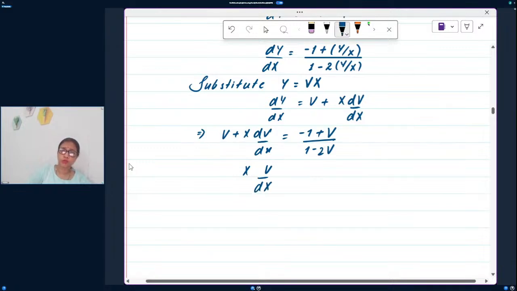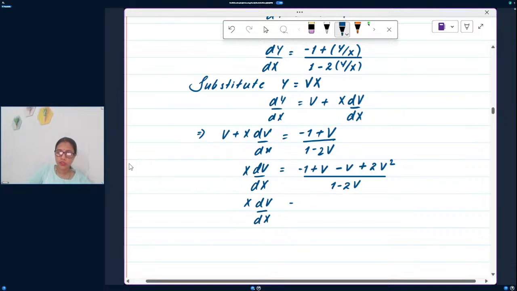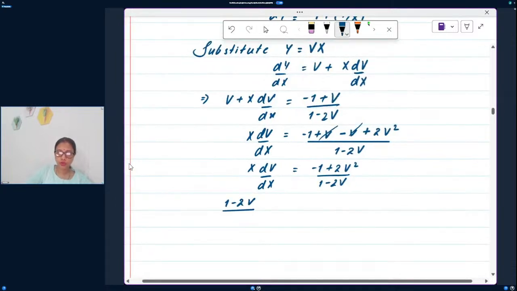These kind of questions where we have to solve homogeneous equations are filled in the NCERT differential equation chapter. So even if you remember only the basics, how the integration works and everything, this is easy. Minus 1 plus v minus v plus 2v squared divided by 1 minus 2v. So x dv by dx, this gets cancelled, and it is minus 1 plus 2v squared divided by 1 minus 2v. Separate the variables. This is 1 minus 2v divided by 2v square minus 1 dv is equals to 1 by x dx.